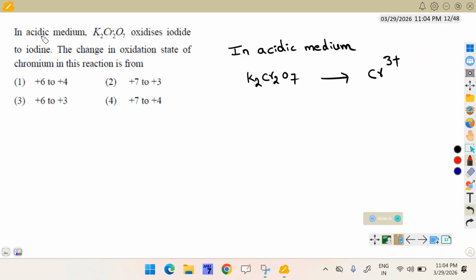In acidic medium, K2Cr2O7 oxidizes iodide to iodine. The change in oxidation state of chromium in this reaction is. In acidic medium, calculate the chromium oxidation state in K2Cr2O7. Chromium oxidation state is plus 6. In acidic medium, K2Cr2O7 is converted to Cr3 plus. Oxidation state is plus 3. So plus 6 is converted to plus 3.